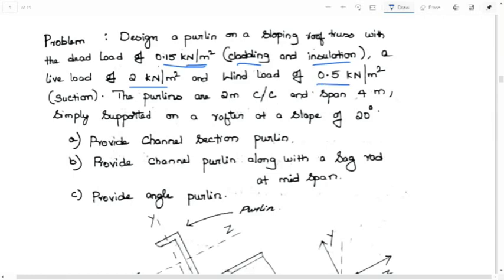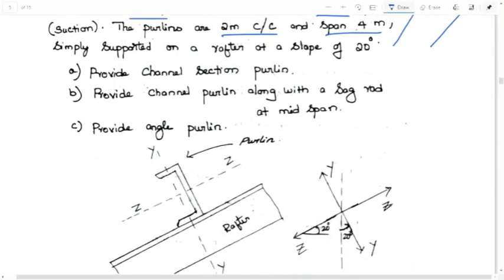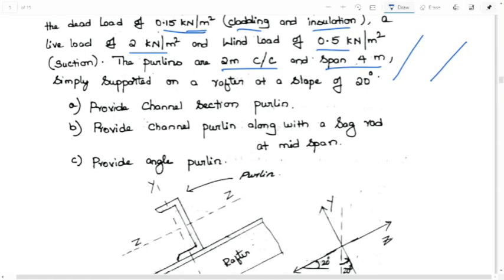and wind load of 0.5 kilonewton per meter square are acting. These are the loads acting on this roof, and the purlins are 2 meter center to center distance and a span of 4 meter. So as I told you, this is a rafter as shown in this figure, and this is a rafter.